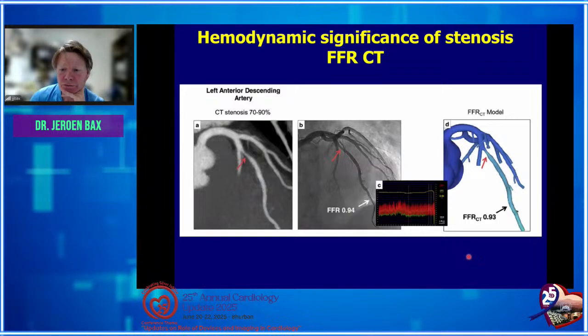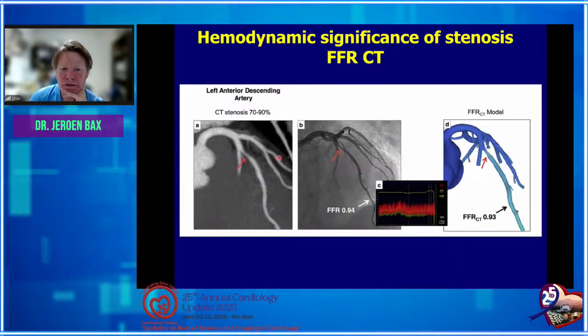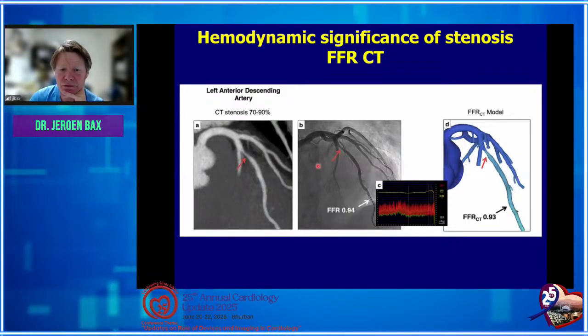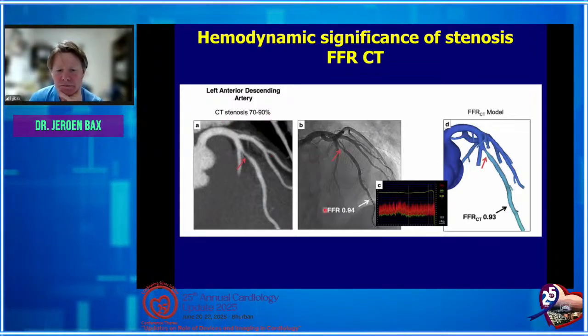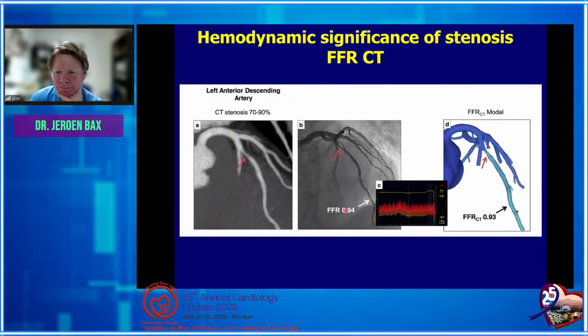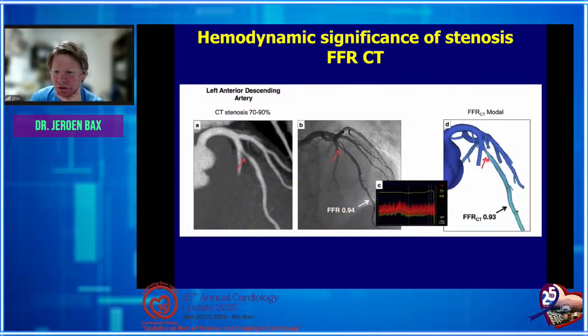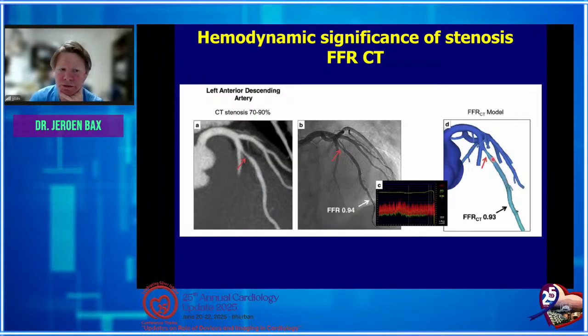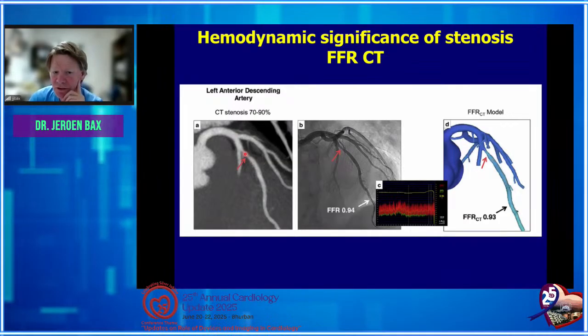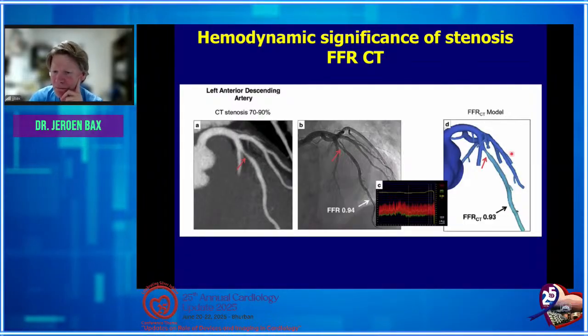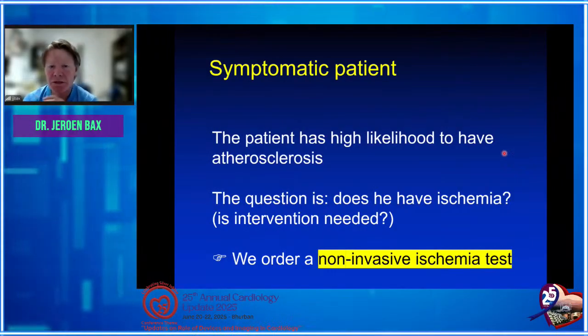Here we compare some with the CT scan and the angiogram. CT stenosis 70 to 80%. The FFR is 0.94. And you see here the FFR on CT is exactly the same, 0.93. So there is a stenosis, 70 to 90%, but it does not affect your FFR. Let's go a little bit further.